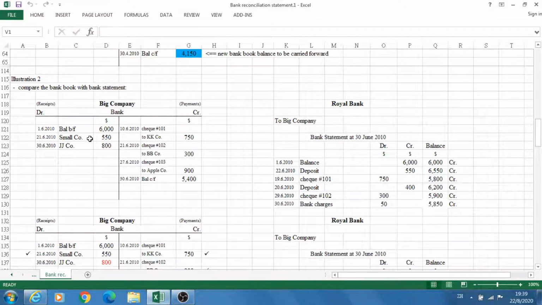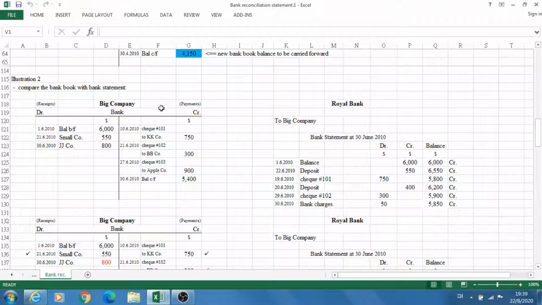Illustration 2. This is the bank book of Big Company. This is the bank statement from Royal Bank to Big Company. First, compare the debit side of the bank book with the credit side of the bank statement. Opening balance $6,000. Deposit $550. Deposit $800 on bank book was not shown on bank statement. Deposit $400 on bank statement was not shown on bank book.